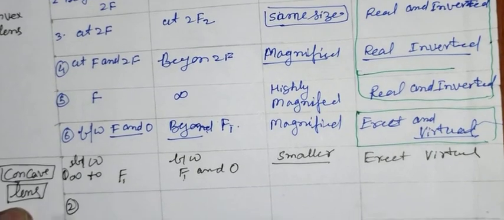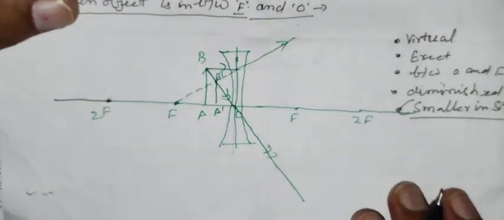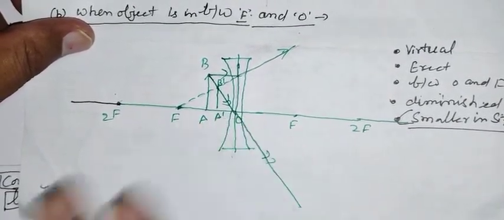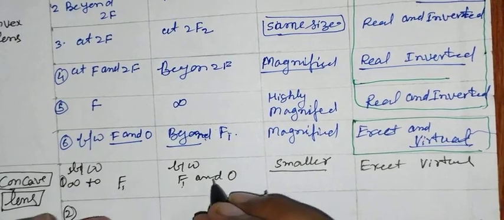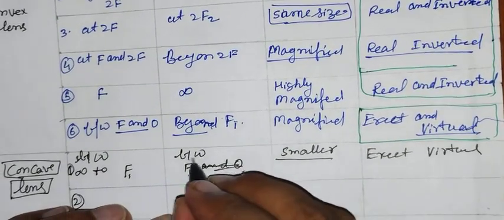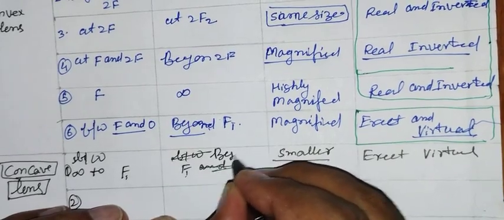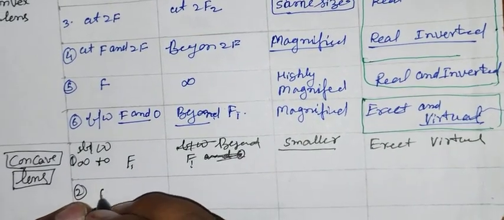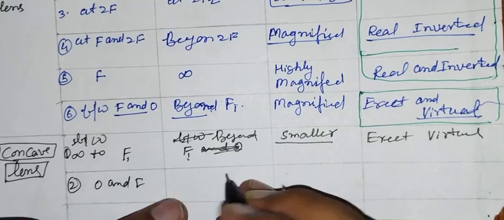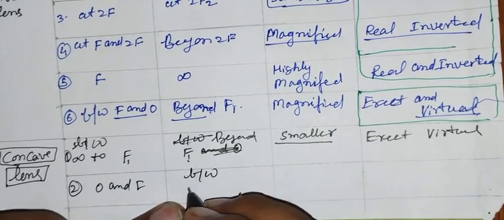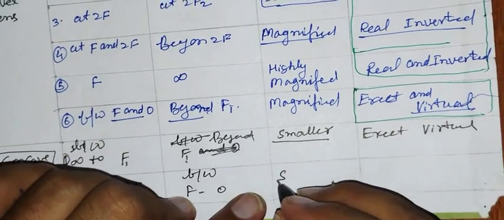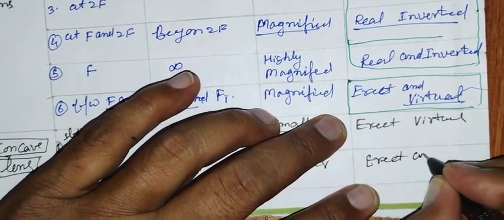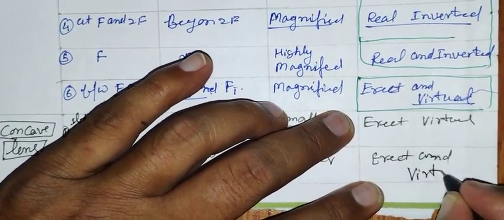And the last, second case: object in between the focus and optical center O. Here in the previous case it is beyond F1, and when the object is in between O and F, it is formed between F and O, smaller in size, erect and virtual.